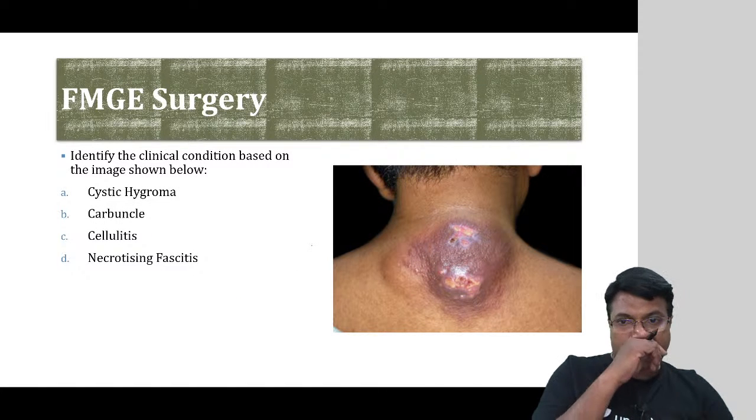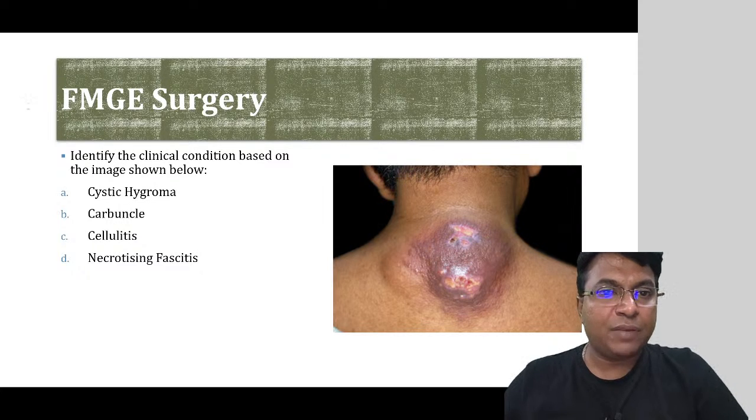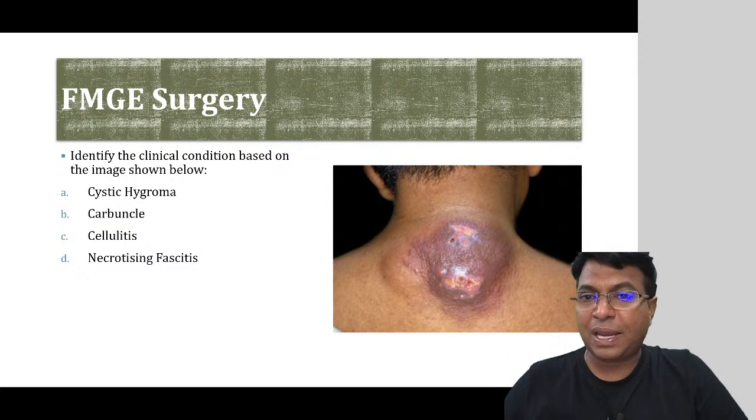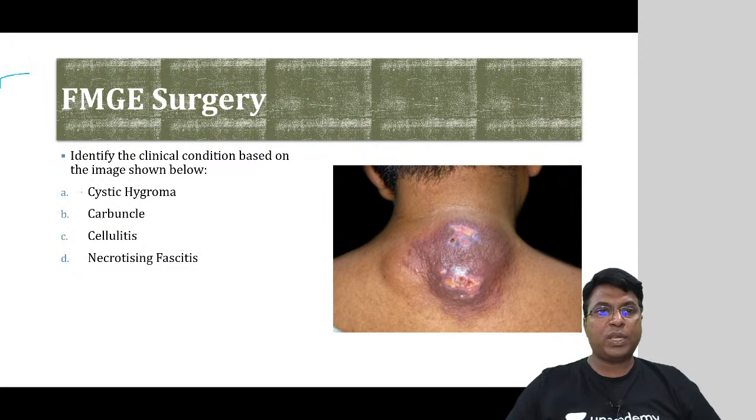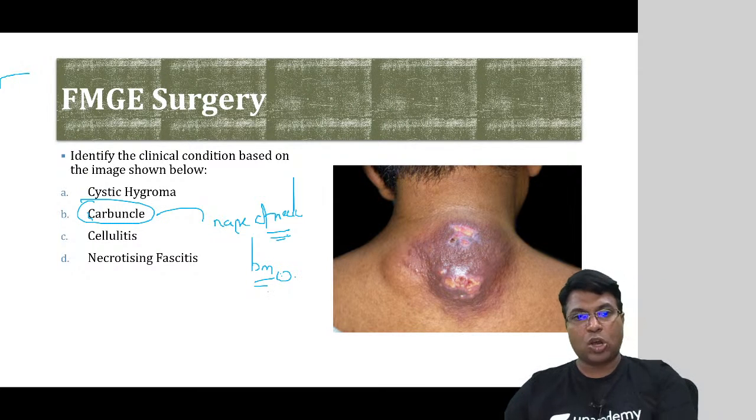These are all typical questions based on Bailey and Love. When you open Bailey and Love, there is a typical chapter on skin lesions, and all these are taken from it. Identify the clinical condition shown below: it is a carbuncle. This picture shows a carbuncle, which is common on the nape of the neck. It is most common in diabetes mellitus patients. Okay, this is a carbuncle.